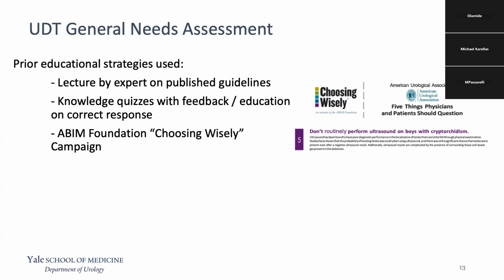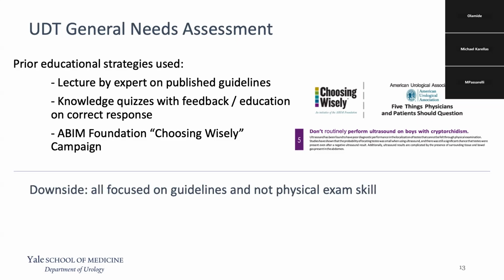And one of the first things on the AUA guidelines about this was do not routinely perform ultrasounds on boys with orchidism. Unfortunately, many of these studies have reported variable results on improvements in measures like physician comfort, time to referral, time to surgery, or use of ultrasound.